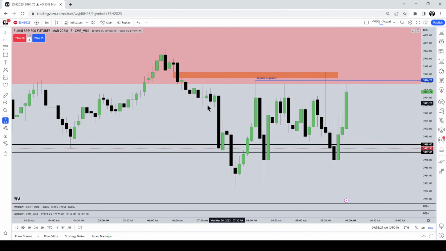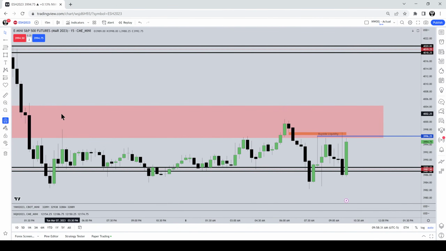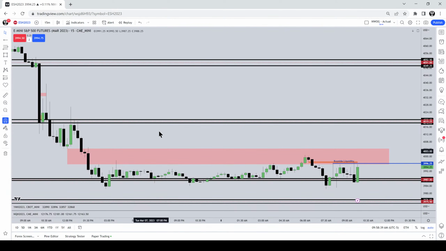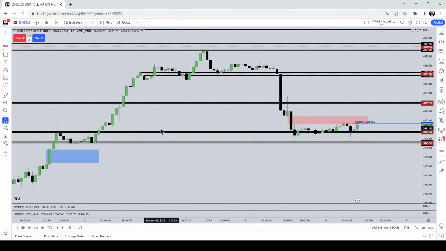All right, so initially what I was watching was, let me go to a 15-minute chart. We have a buy-side liquidity pool here, which we've swept above. And if you look at the 60-minute chart, that's this candle's low, this candle's high, that's the SIBI, it's a fair value gap. That's what I've extended over here. Let's drop back down to a 5-minute chart.